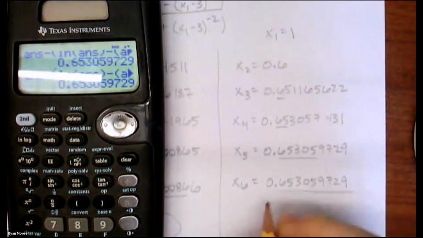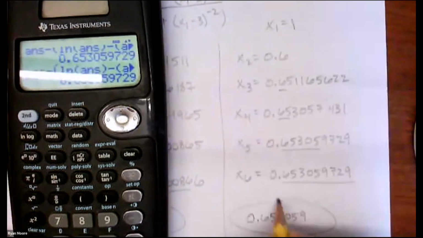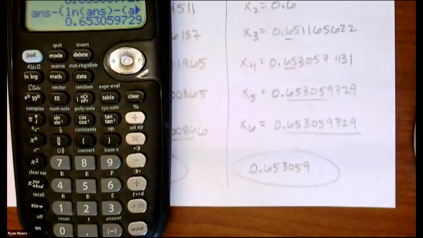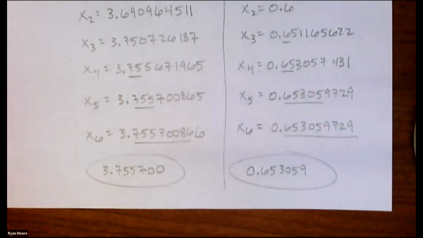Okay, then the other solution, 0.653059, and that's 6 decimal places. I'll leave it like that. We got it. Pretty cool.